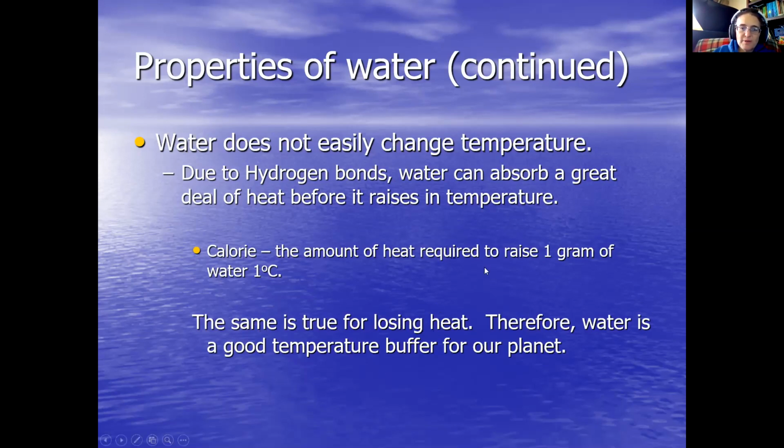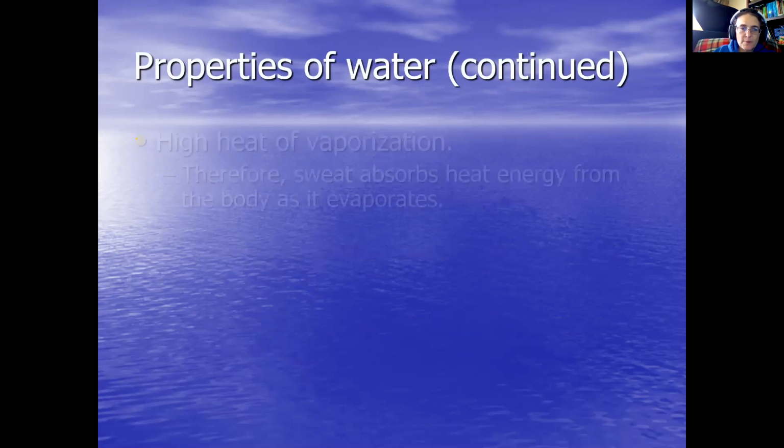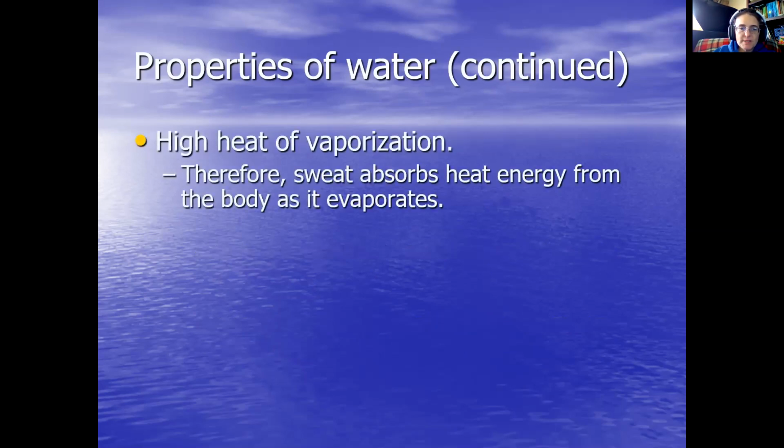And the amount of heat required to raise 1 gram of water 1 degree Celsius is called a calorie. The same is true for losing heat. It holds onto that heat and loses it at a slow rate. So this helps cool our bodies. Sweat absorbs the heat energy from the body in order to evaporate. In order to change from liquid to gas, it has to pull all that energy out of our body to change phase. So that's why sweating works to cool us and get rid of body heat.